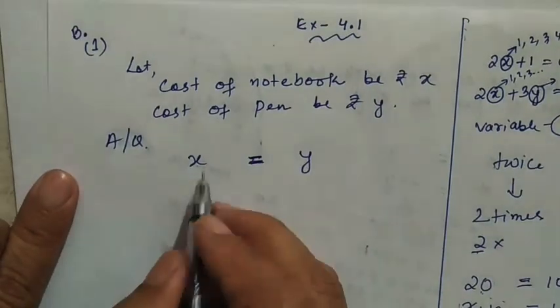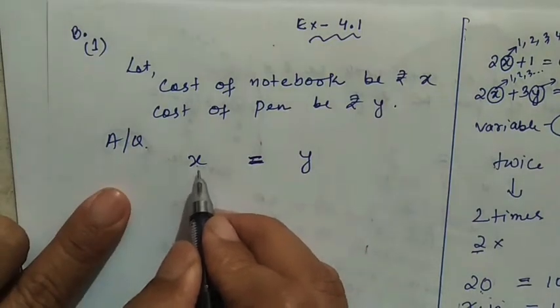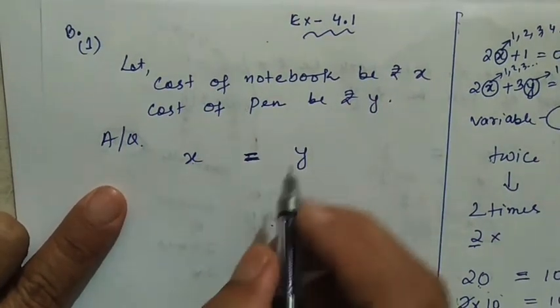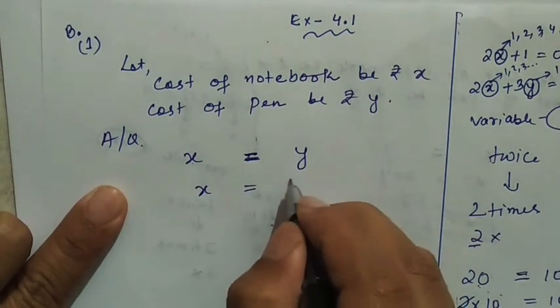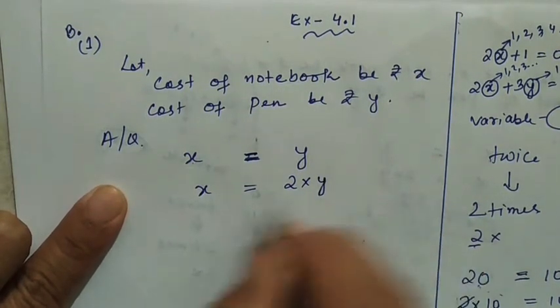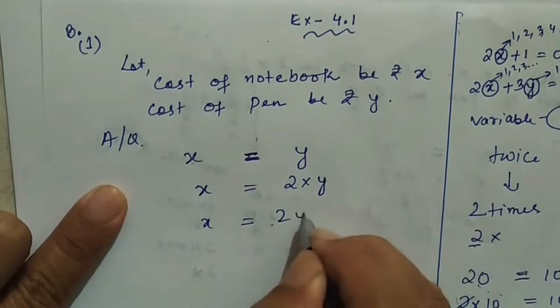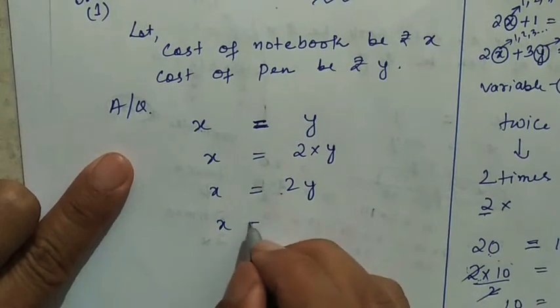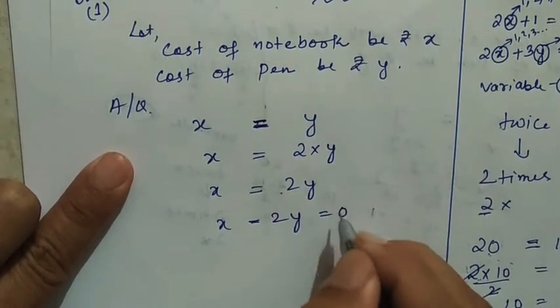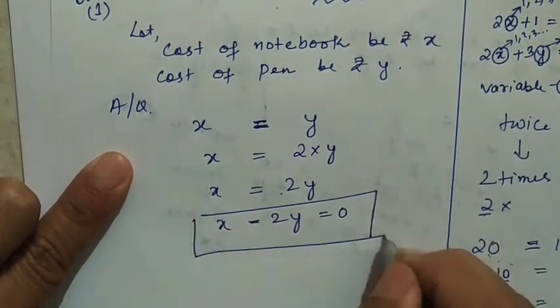Here the notebook is the bigger one, the cost of a notebook will be more and this will be less. So on the less side we usually multiply, 2 into y, which gives x is equal to 2y. Bringing 2y to the other side, the sign changes to minus, so x minus 2y is equal to 0. So this is the required equation.